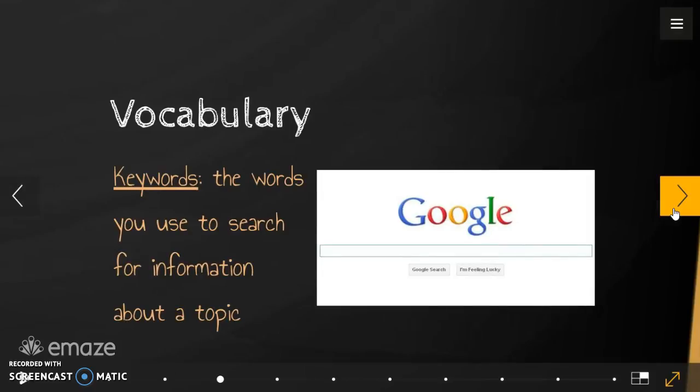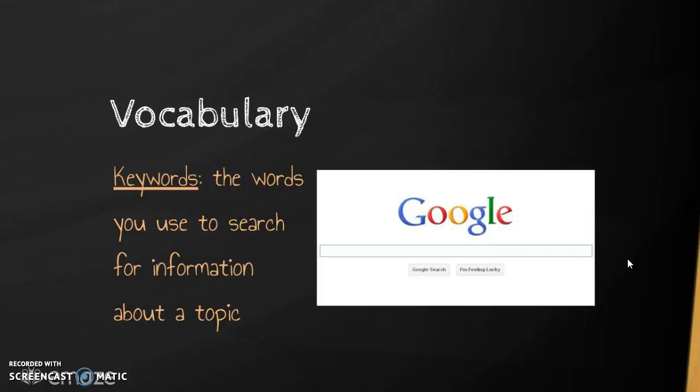Ironically, the first is keywords. Keywords are the words that you would use to search for information about a topic. So information literacy really helps you understand what words are the most necessary and are going to be the most effective to use to search for the best piece of information that you can find.